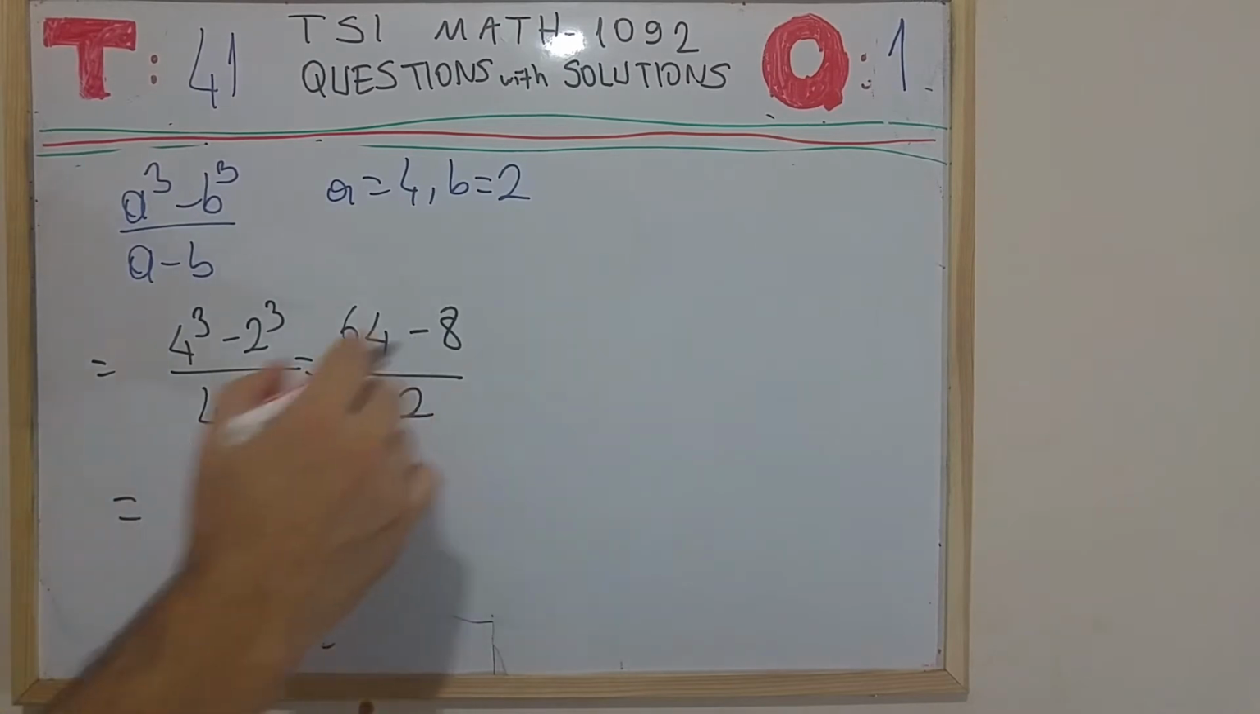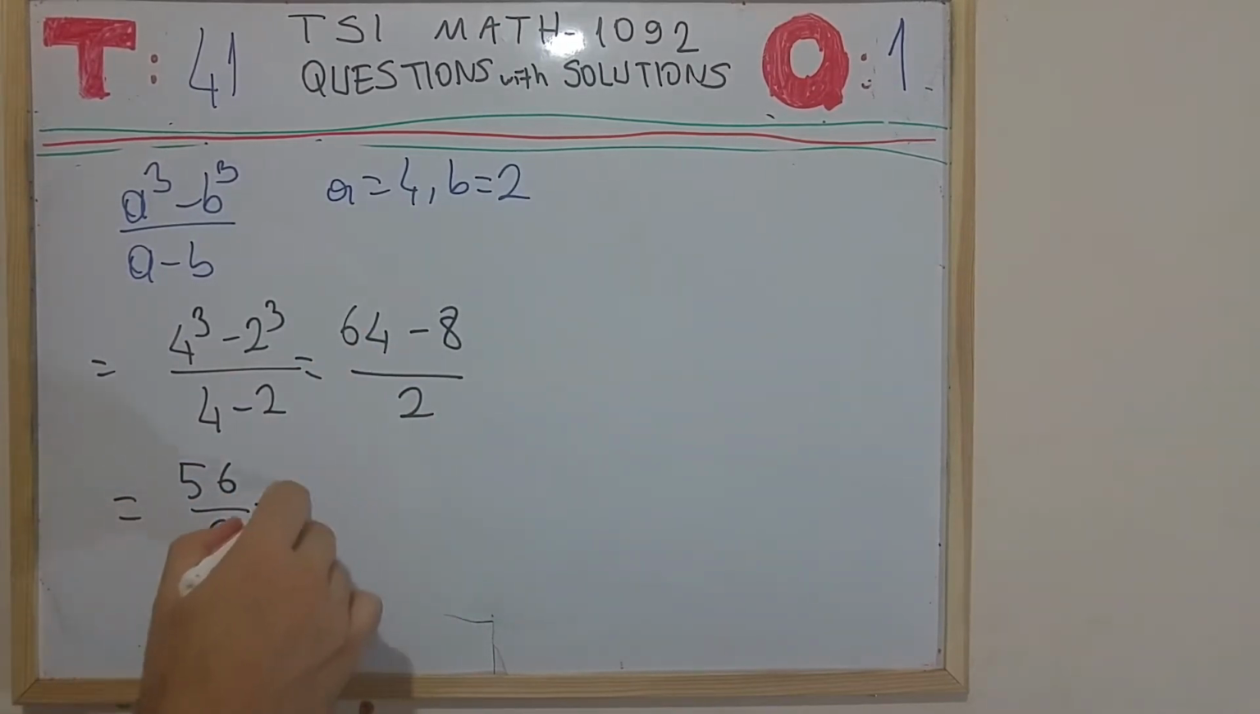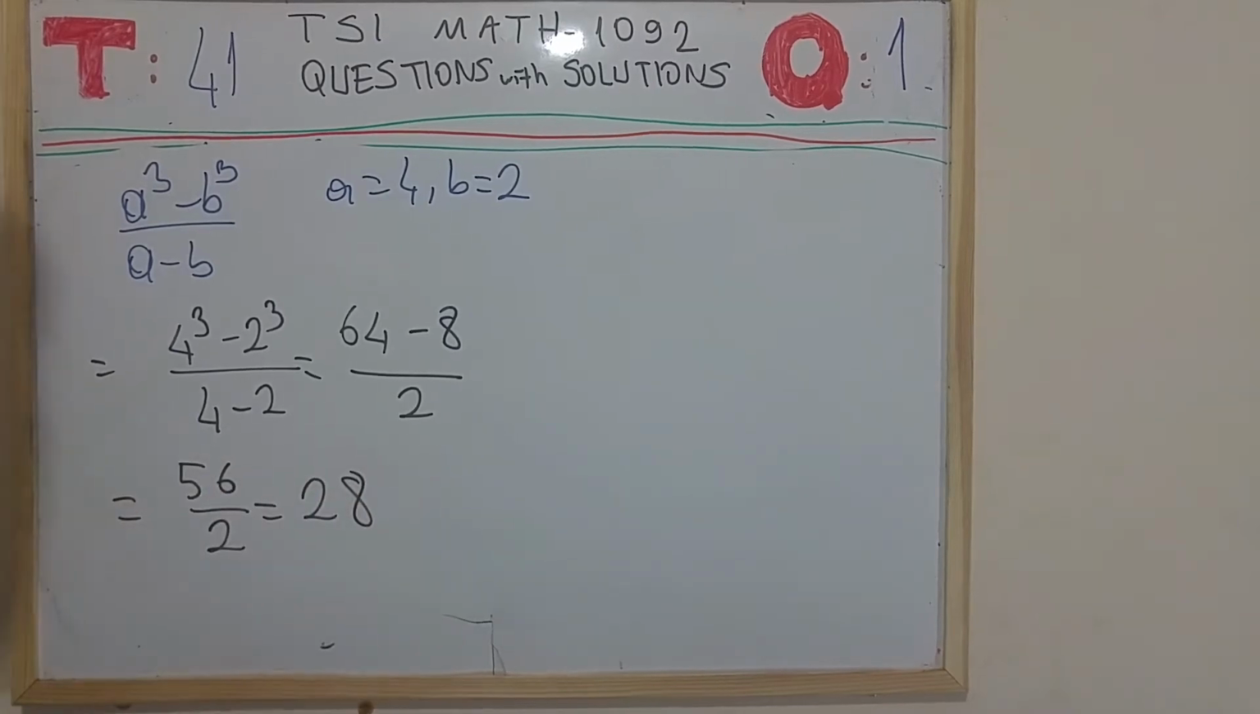So this is equal to 56 divided by 2, which is equal to 28.